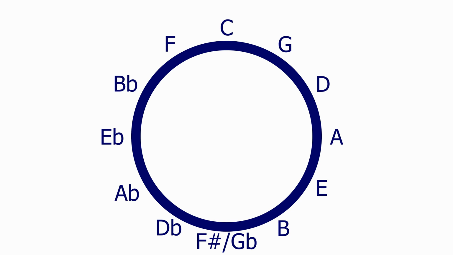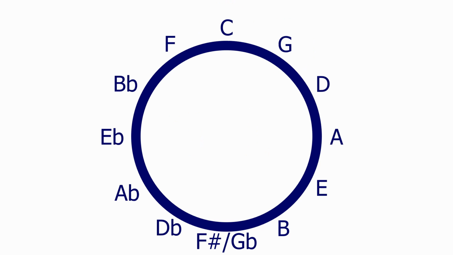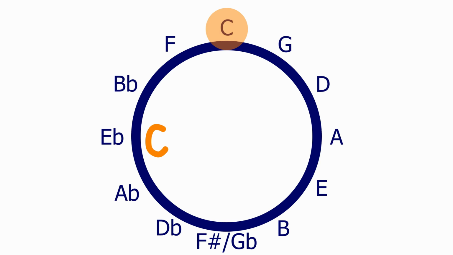First, we'll start with the knowledge that the most common part of Western harmony is the 5-1 part of a progression. These keys are directly next to each other on the circle. If you're looking for an entire chord progression, look no further than the chords around C. 1, 4, 5, 1.